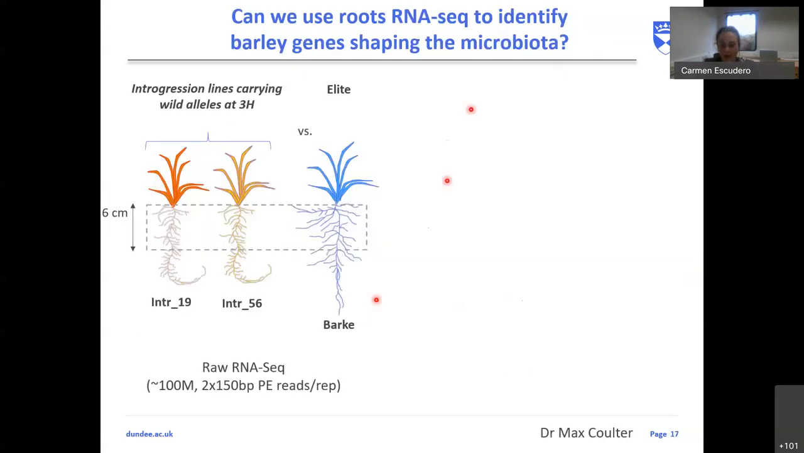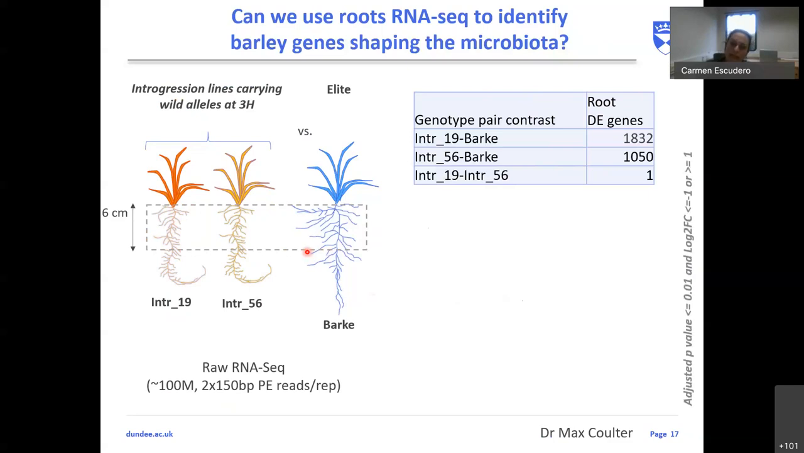Then my colleague, Max Coulter, used root RNA-seq to identify barley genes shaping the microbiota. For that, we used these two introgression lines, 19 and 56, which, if you remember, are genetically identical, and then the elite Barke, and we sampled the six uppermost centimeters of the roots for RNA-seq. Because it's the same part that we sample when we survey for microbes, we then studied the transcriptional profiles of these lines. If we do this pairwise comparison between introgression line 19 and Barke, and introgression line 56 and Barke, we have a fairly good amount of differentially expressed genes. However, when we compare the two introgression lines, this differential expression is marginal.